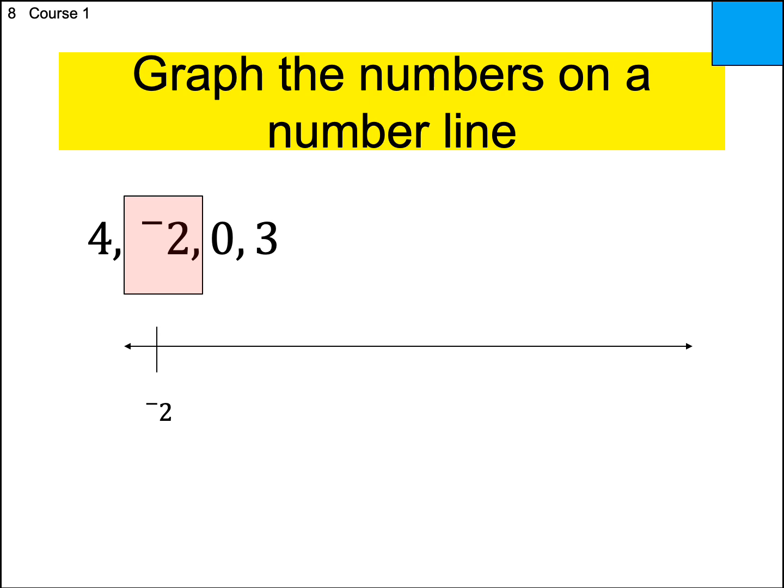And then we count up going to the right. So what's bigger than negative 2? Well, negative 1. What's bigger than negative 1? 0. You see how I'm doing this? Then 1, 2, 3. Well, how do I know when I can stop? I can stop when I have the largest number.